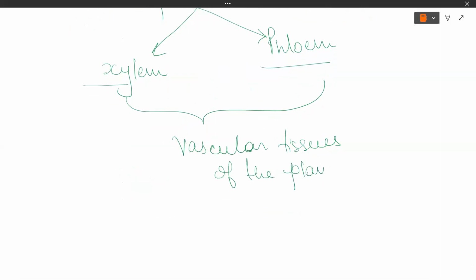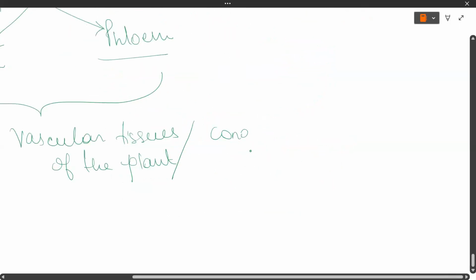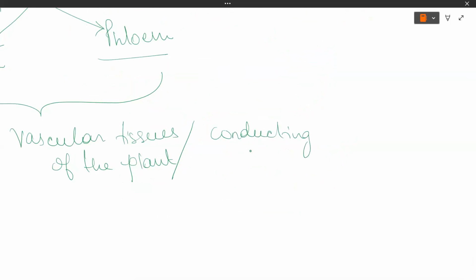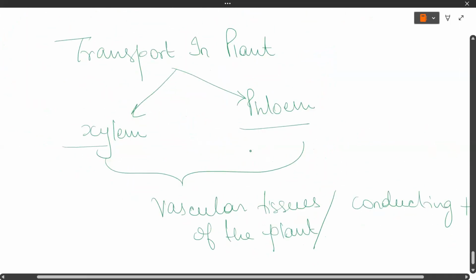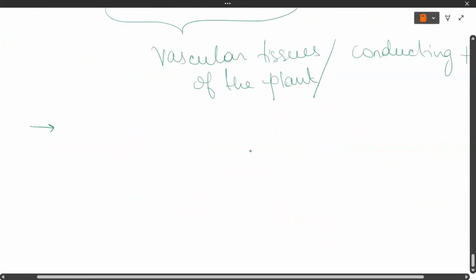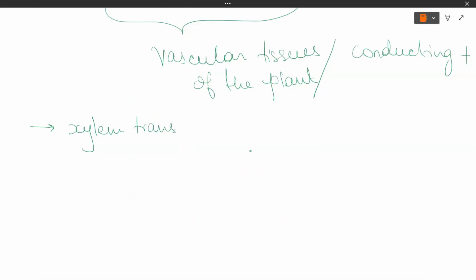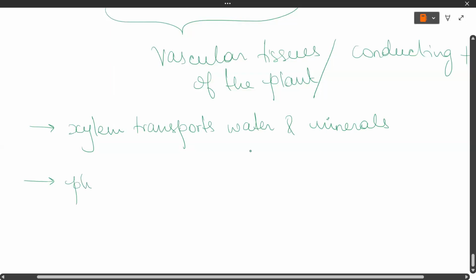Apart from being called vascular tissues, you can also call them conducting tissues. Why? Because they conduct stuff from one place to another. Now, if we are talking about the xylem, xylem transports water and minerals. Whereas the phloem, what does it transport? Ma'am, it transfers food material. Yes, it transports food.